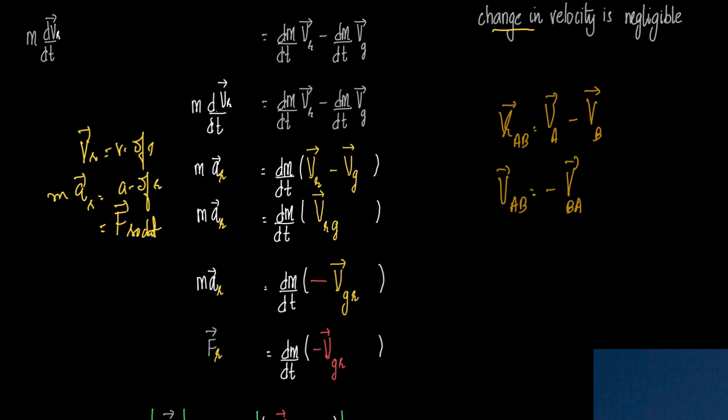And since this is due to the action of the gases burned, we don't call it VR. We actually use the notation F thrust. So F thrust is what we have, dm by dt into minus VGR, and all of this is in the vector notation.